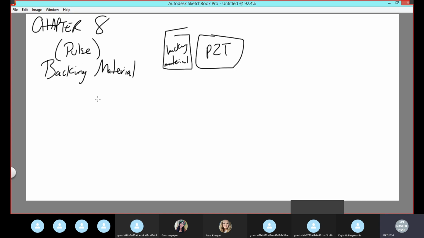So backing material is for pulsed ultrasound. Only pulsed wave ultrasound uses backing material. Imaging is created by pulsed ultrasound. So your 2D image, not just your pulsed wave when you take the waveforms, but your actual 2D physical image that you see is created by pulse echo. That's what they call it. There's a chapter called pulse echo.